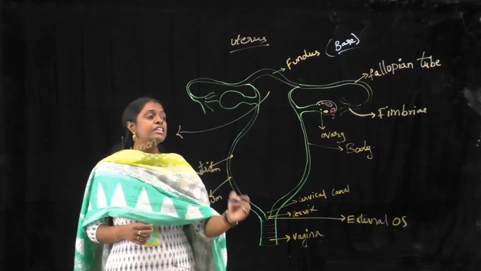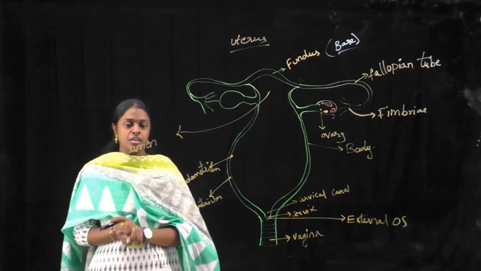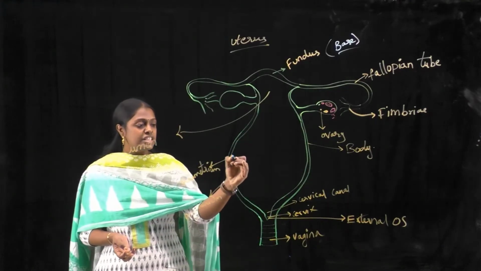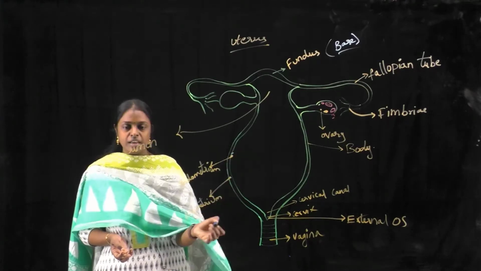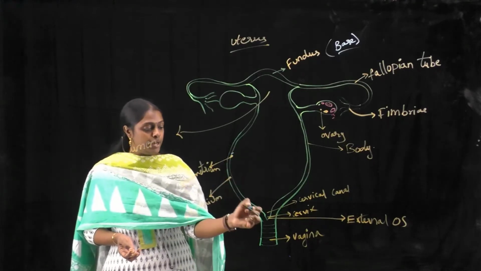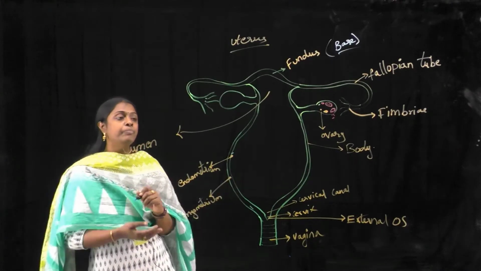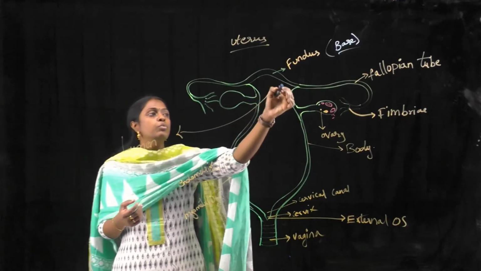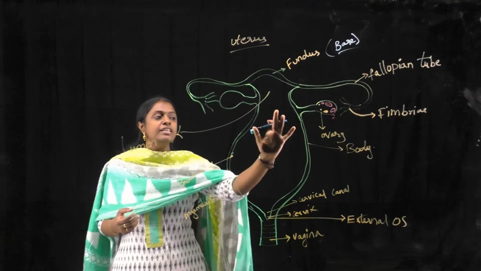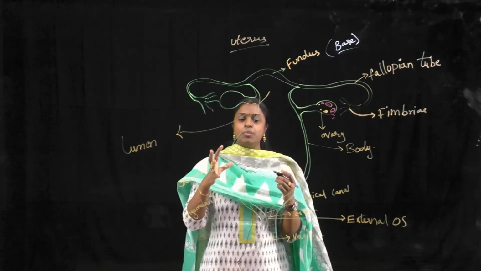If you see the layers of this uterus, you have endometrium, which is the inner part, and the middle part, which is the huge muscle part, that is myometrium, and this is the lumen, and this whole thing is our uterus. So let's see what will happen.